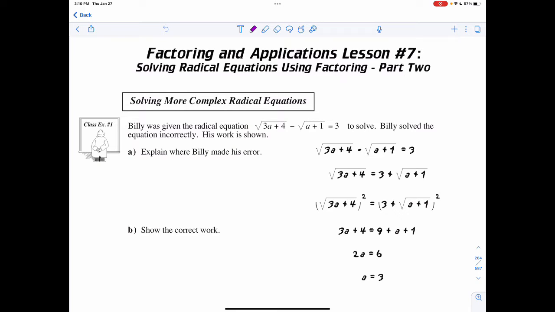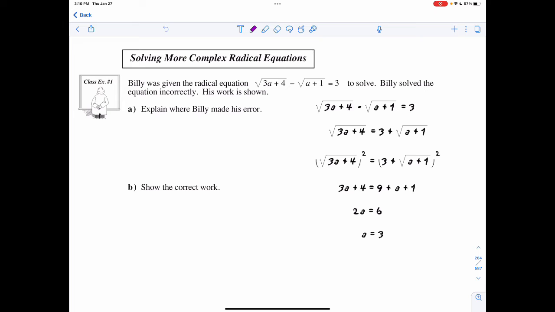All right, in this lesson, we're going to continue on with solving the radical equations. So for the first part, when we're dealing with a more complex equation, it says Billy was given the radical equation, the square root of 3a plus 4 minus the square root of a plus 1 is equal to 3. Billy solved the equation incorrectly and he showed his work right over here. What was the error that Billy made?